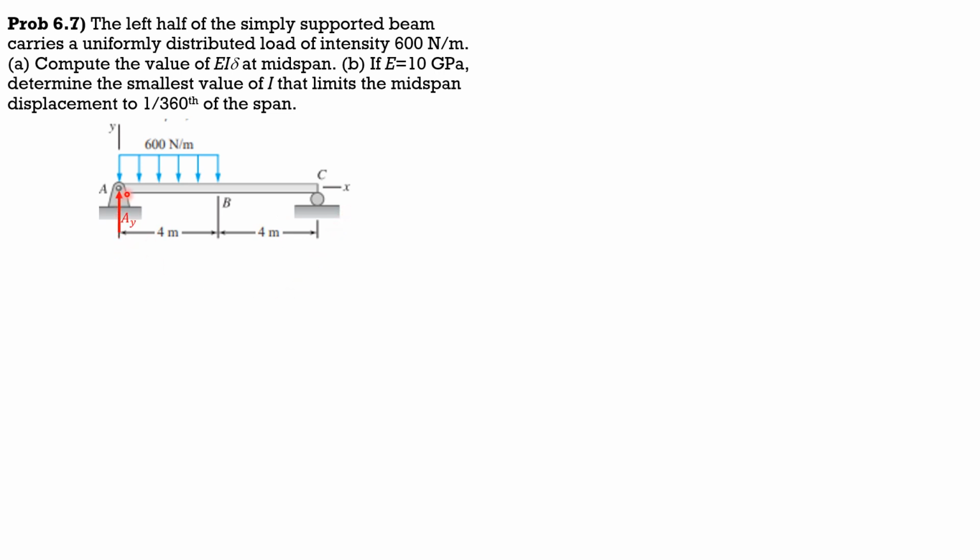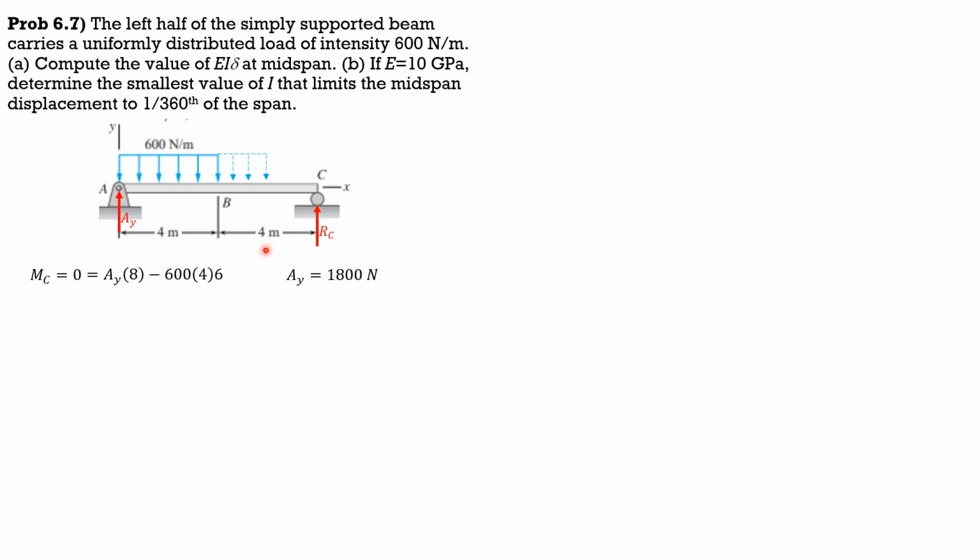Let's have AY here, AX is 0 obviously, then we have R sub C. So we'll just compute AY, summation moment about C equals 0. So we have A equals AY times 8 minus 600 times 4 times 6. So 2 plus 4 is 6. So solving for AY equals 1800 newtons.